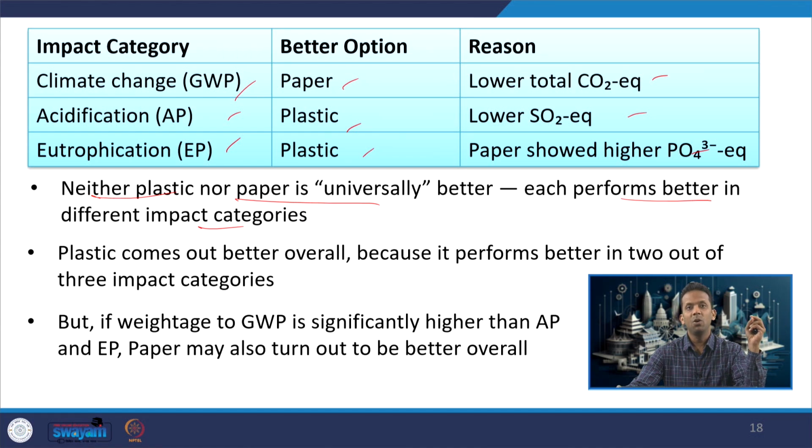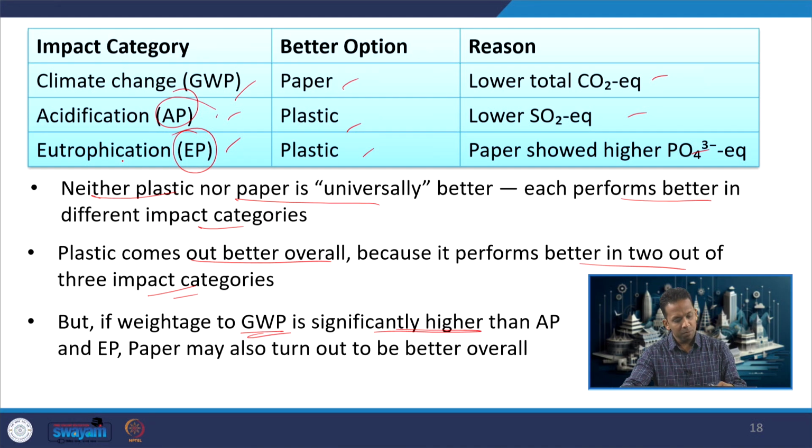But that will be on the basis of the assumption that each of the impact categories is equally important to us. Understood? So, here plastic may be better overall because it is performing better in 2 categories out of a total of 3 categories. But suppose the importance or weightage given to the global warming potential is significantly higher than acidification and eutrophication potential, then paper may also turn out to be better overall, even though it is better in only one of the categories. Understood? So, final results would depend on these weightages.